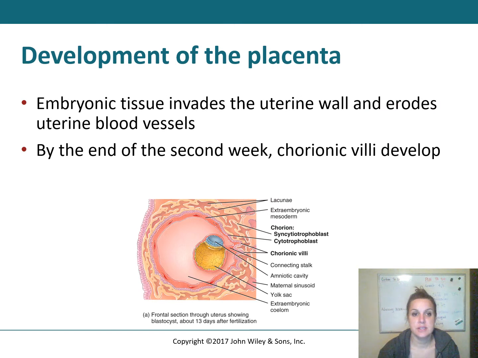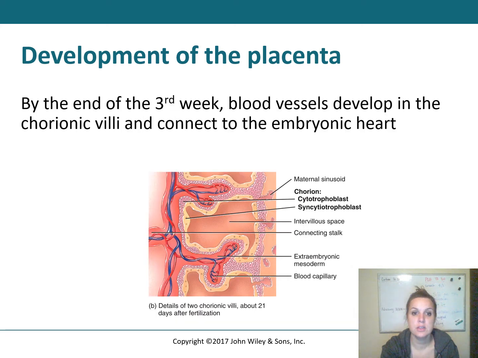So how does the placenta develop? Well, embryonic tissues are going to invade the uterine walls and actually start to erode uterine vessels. So by the end of the 2nd week, we're going to see chorionic villi start to develop. Within those chorionic villi, you start to see the development of blood vessels that end up connecting to the embryonic heart. And this is going to happen by the end of the 3rd week.